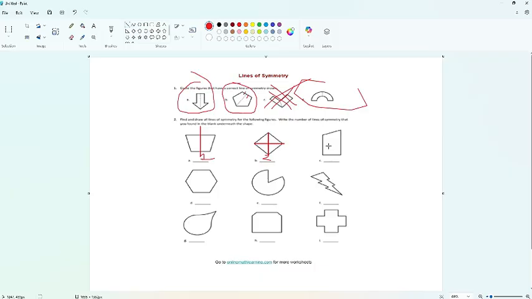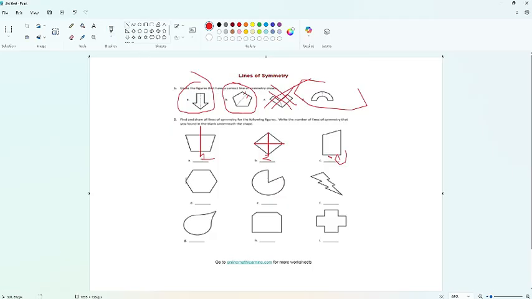Okay, let's see. This line of symmetry, maybe like this. No, not that. Or this. No, this cannot be mapped onto itself as this shape is irregular. So I'd say this would be 0.